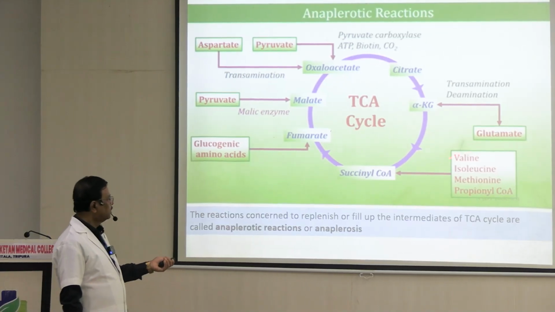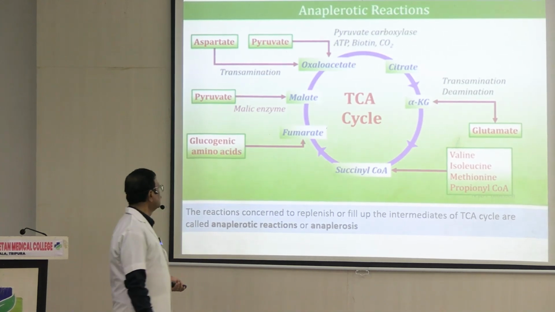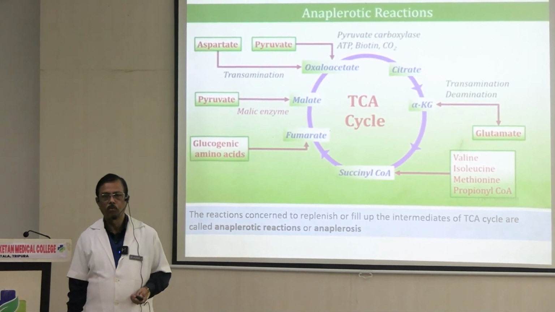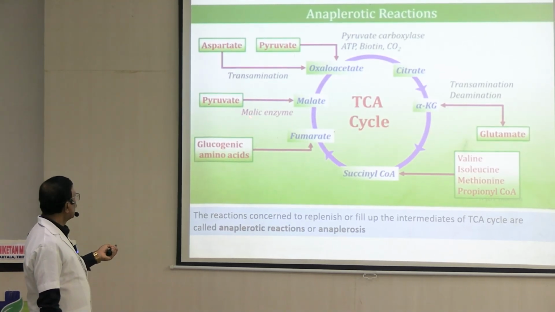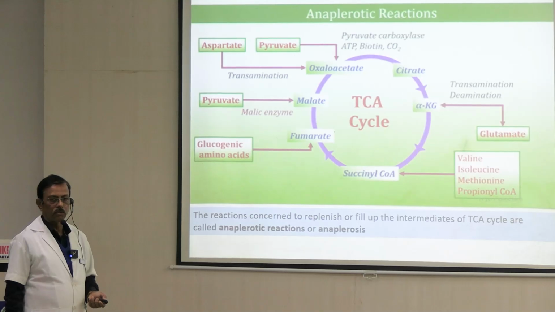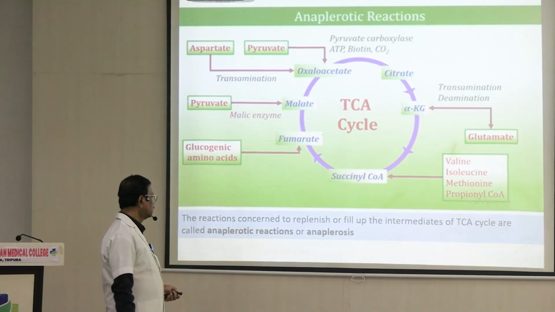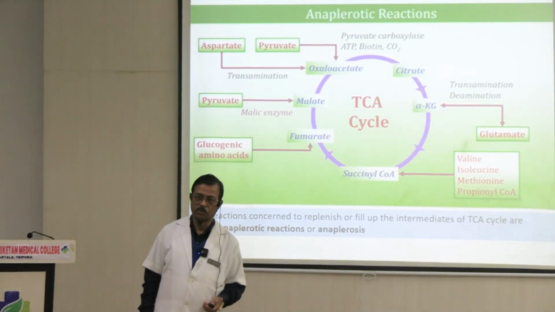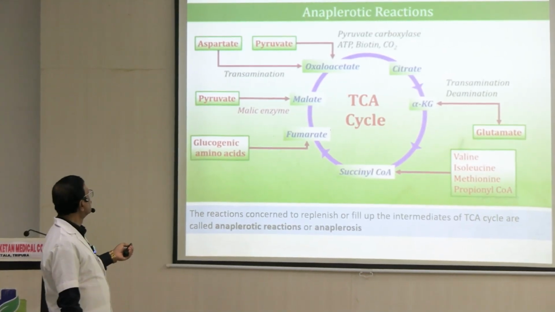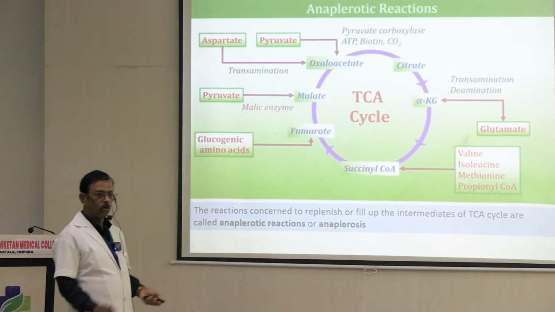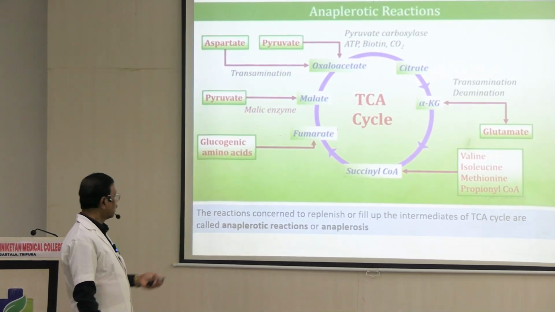So these molecules replenish succinyl-CoA when required. Then glucogenic amino acids can provide fumarate. Then pyruvate, with the help of malic enzyme, is converted into malate. So these are the anaplerotic reactions or anaplerosis. When a short note on anaplerotic reaction is asked, you do not have to give the reactions in detail, just from which substrate what is produced and how it is replenishing.